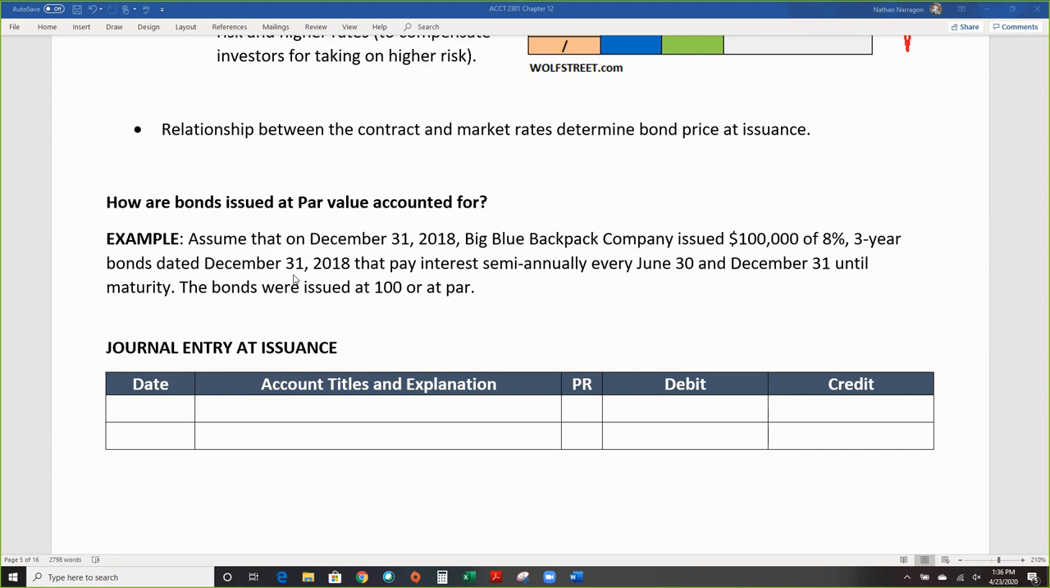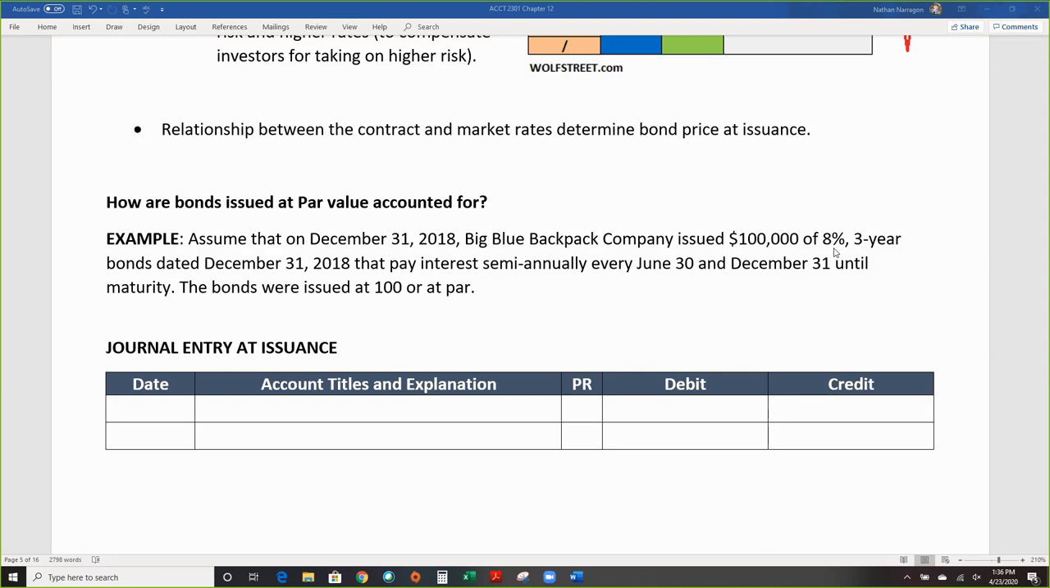All right. Let's see. How do we issue a bond at par value, or face value? Usually when it tells us a bond like this one, they're going to tell us an issue for how much money. This one's been issued for $100K of 8% 3-year bond. So it's going to mature in 3 years, basically 2021. And this percentage is, of course, its interest rate.